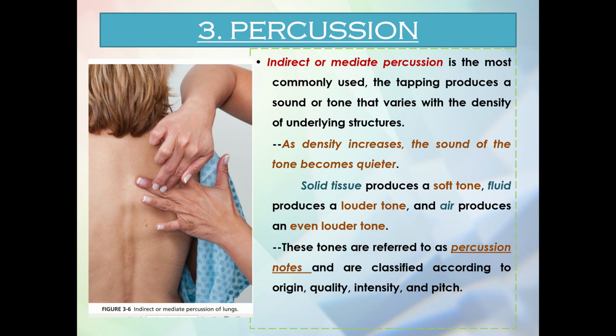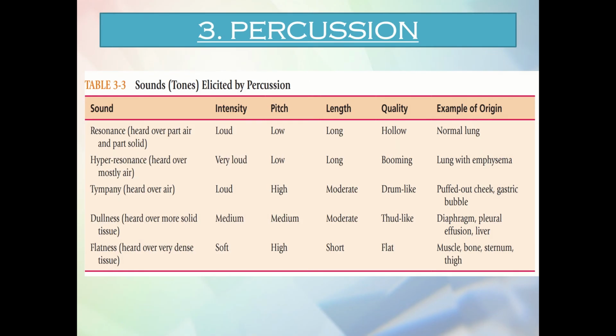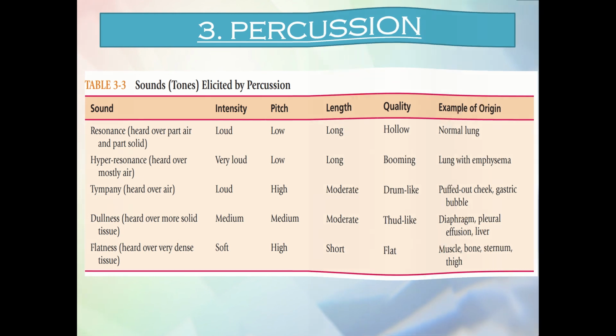So these tones are referred to as percussion notes and are classified according to origin, quality, intensity, and pitch. So ito yung intensity, pitch, length, quality, an example, origin, and then we have here the different sounds. So I'll just leave it up to you to read and kindly make yourself familiar with this. You have the different sounds such as resonance, hyperresonance, tympany, dullness, and flatness. So these are the different sounds that can be elicited by percussion. So please take note of this.